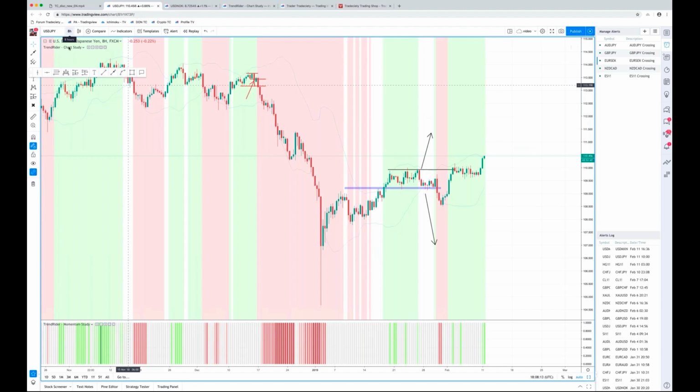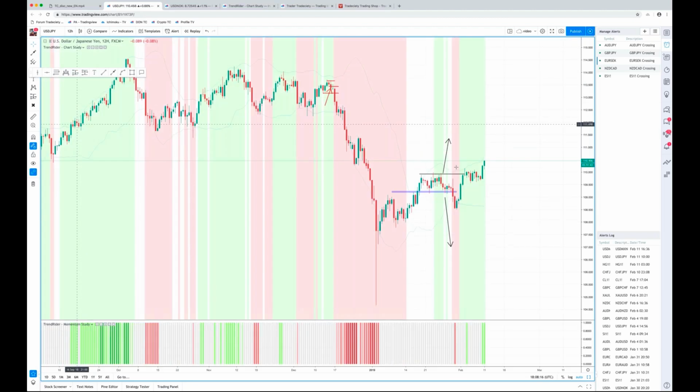So the US dollar yen is very, very interesting. I was waiting for a breakout. The breakout happened now once again. You can see that the last 12-hour candle broke out. We have confirmation from the trend finder. This one closed green. And yeah, we have broken out now to the upside. So very interesting setup here.